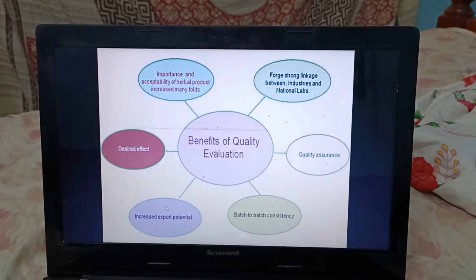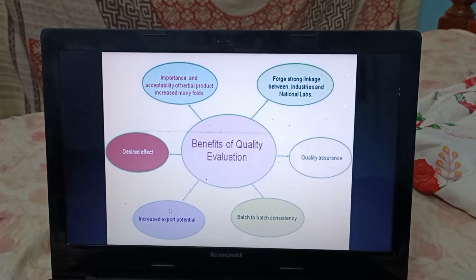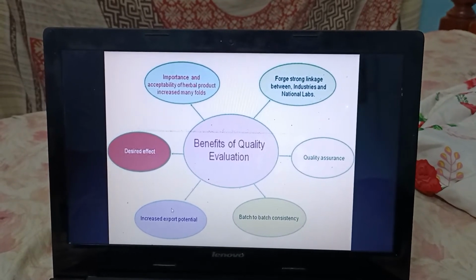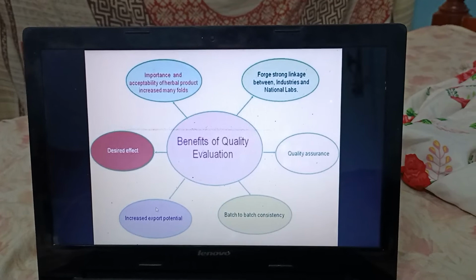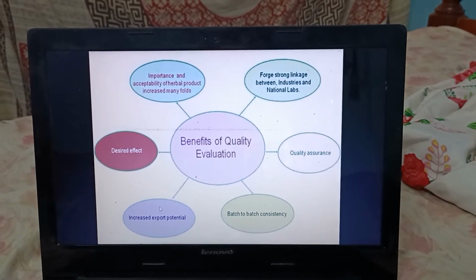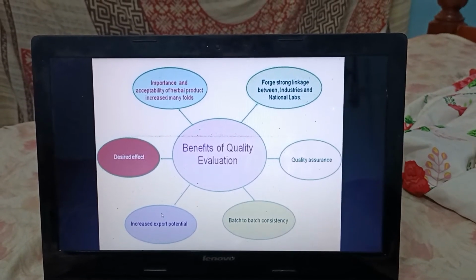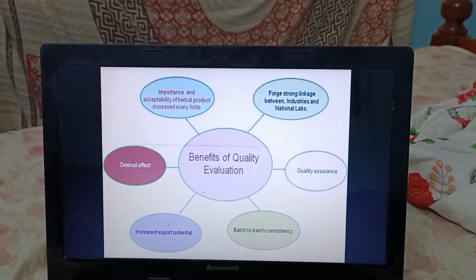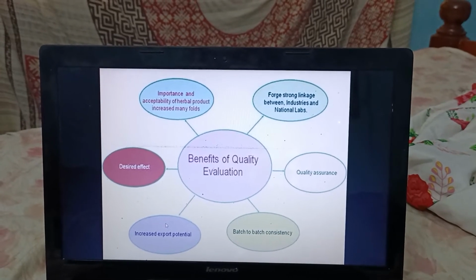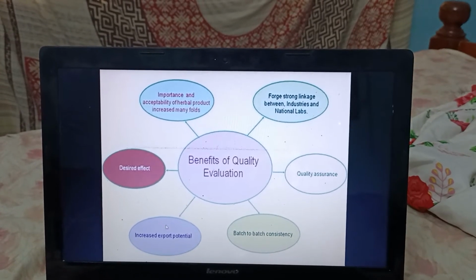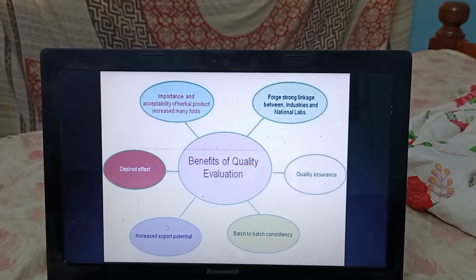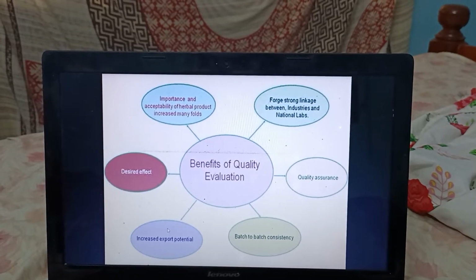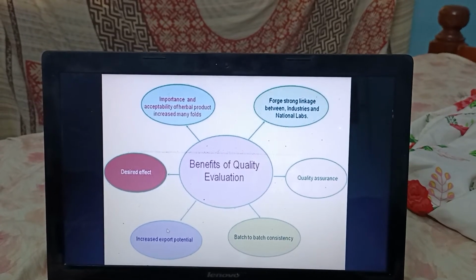and benefits of the quality of evaluation. So what are the benefits of doing this evaluation? Importance and accessibility of herbal product increased many folds. First one is importance. We should know the importance. Why? If you are doing the quality evaluation, then only we should know the chemical properties, physical properties of the drug. So we should know the importance.